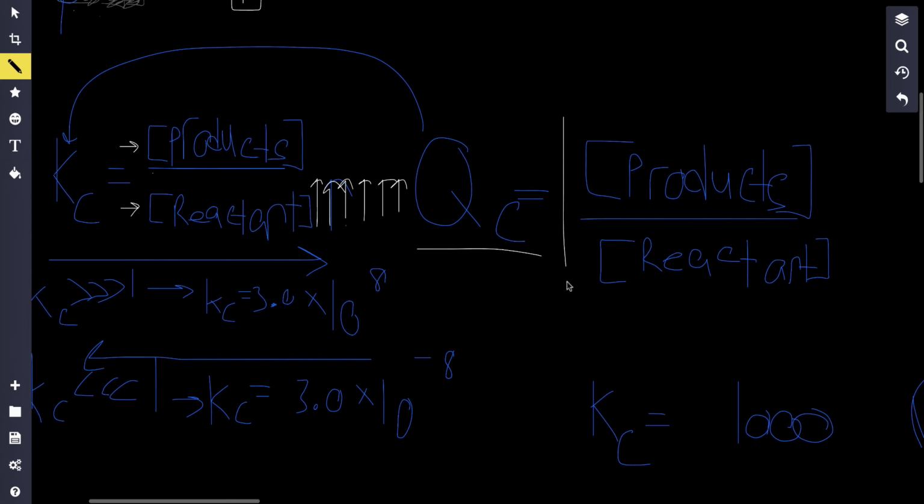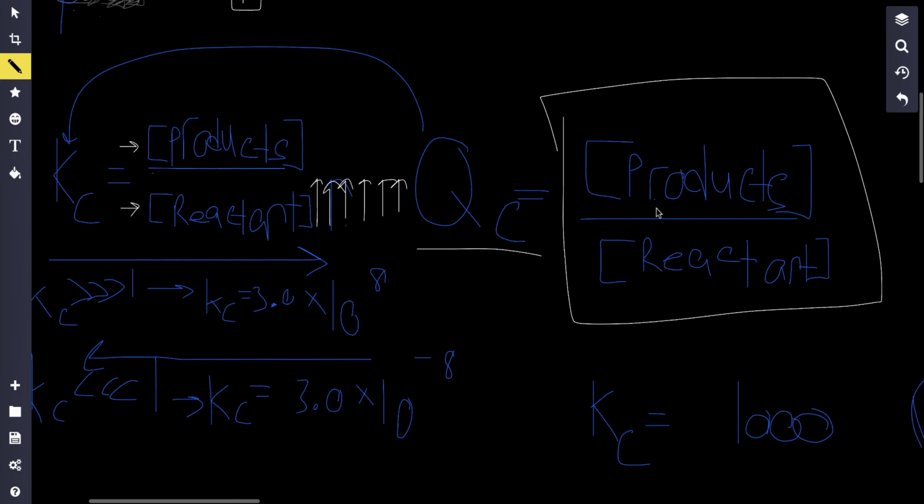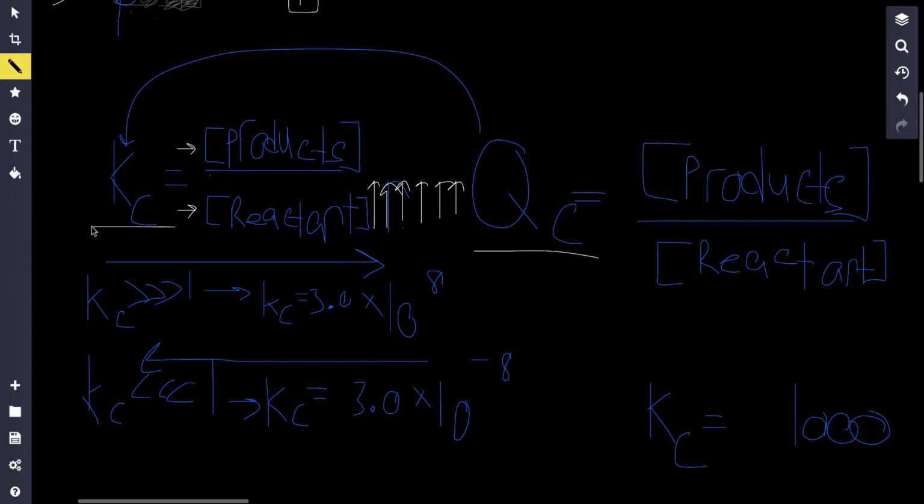It's literally the same. Imagine the equilibrium constant, but you can take it at any moment in time. So if it's literally the same thing as the equilibrium constant, why do we use it? The sole purpose of having this reaction quotient is so that you can compare it to the equilibrium constant.